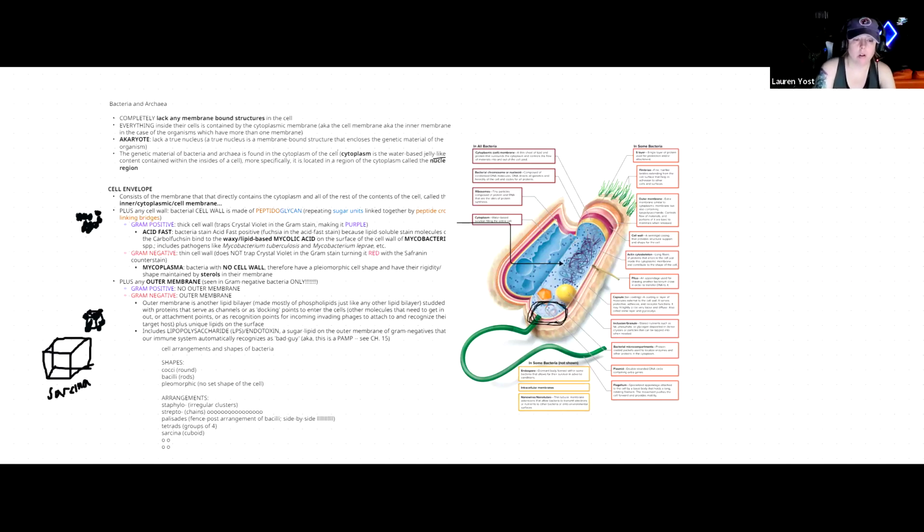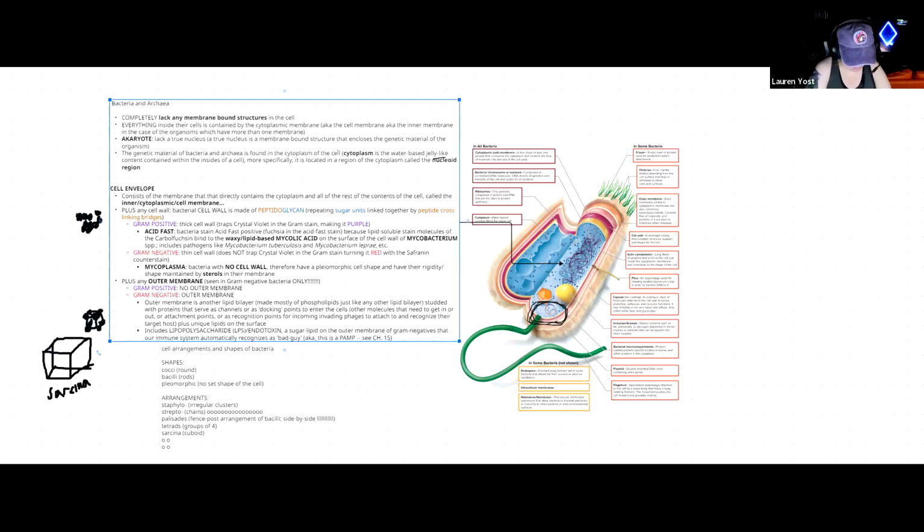And because of it being able to see it that way, our body even recognizes it as a PAMP, a pathogen associated molecular pattern, which we learned about in chapter 15. It's that bad. It can also serve as a pyrogen, which induces fever. Okay, so PAMP, pathogen associated molecular pattern. Pyrogen associated with causing a fever. So that is the breakdown of that.